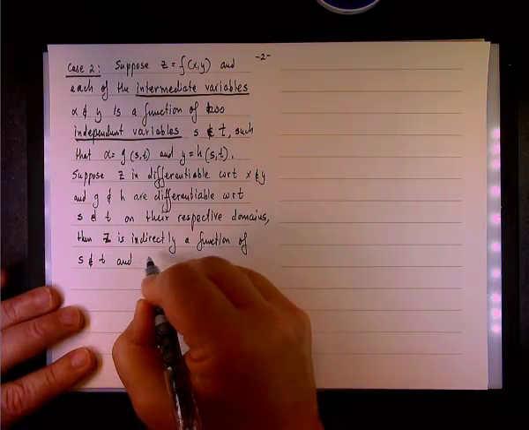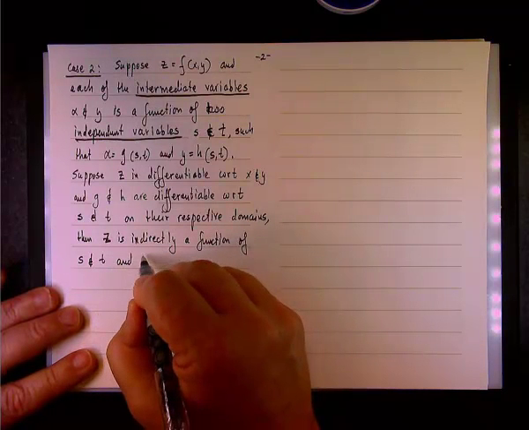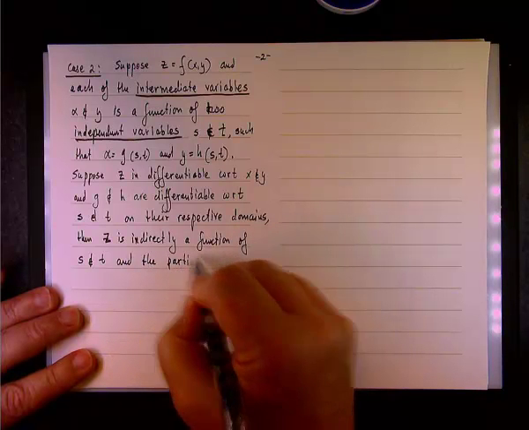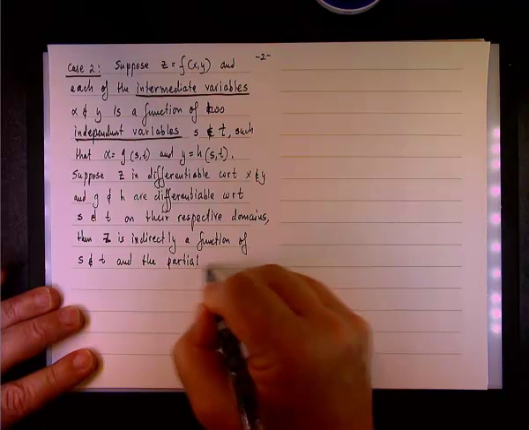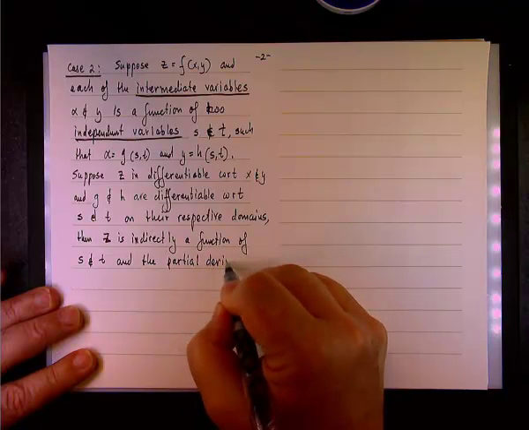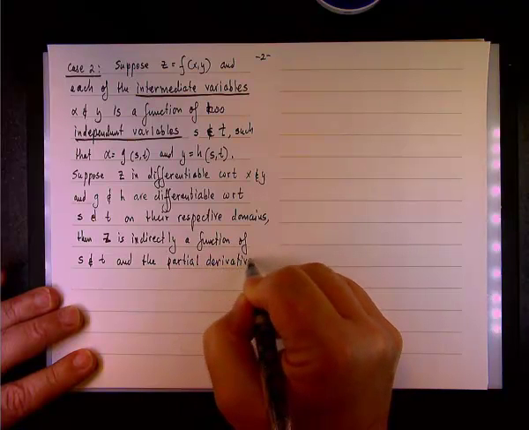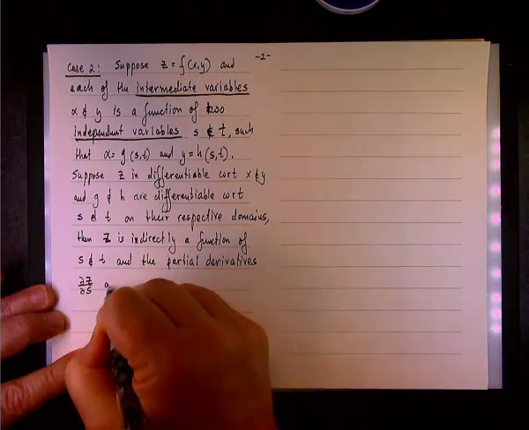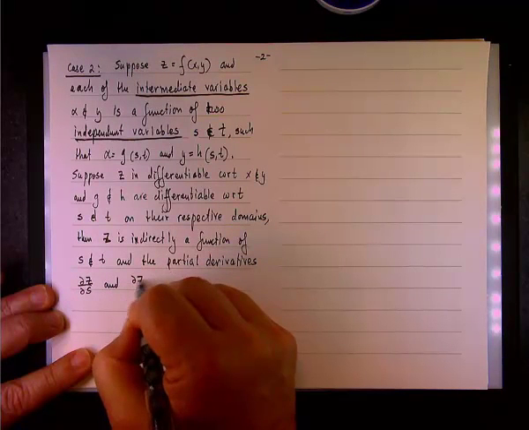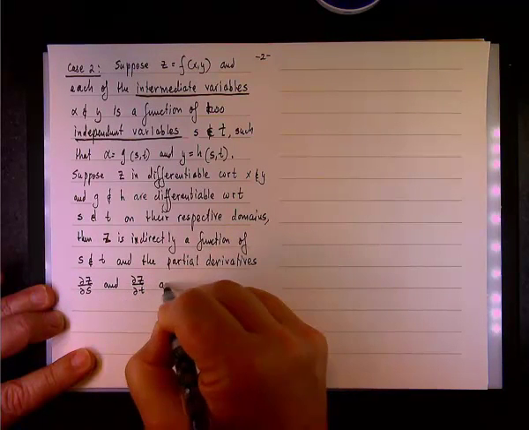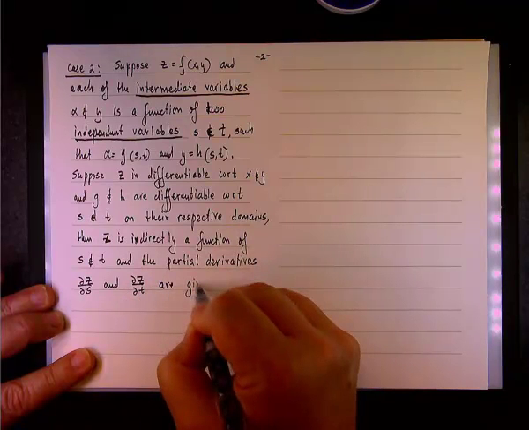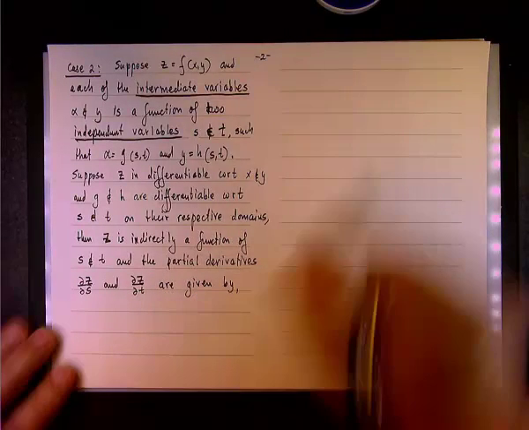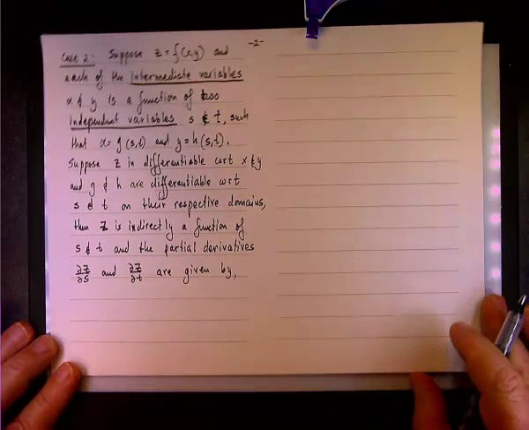And the partial derivatives, okay, now we'll write it. Del z del s and del z del t are given by, and this concludes the long-winded introduction to this particular theorem.